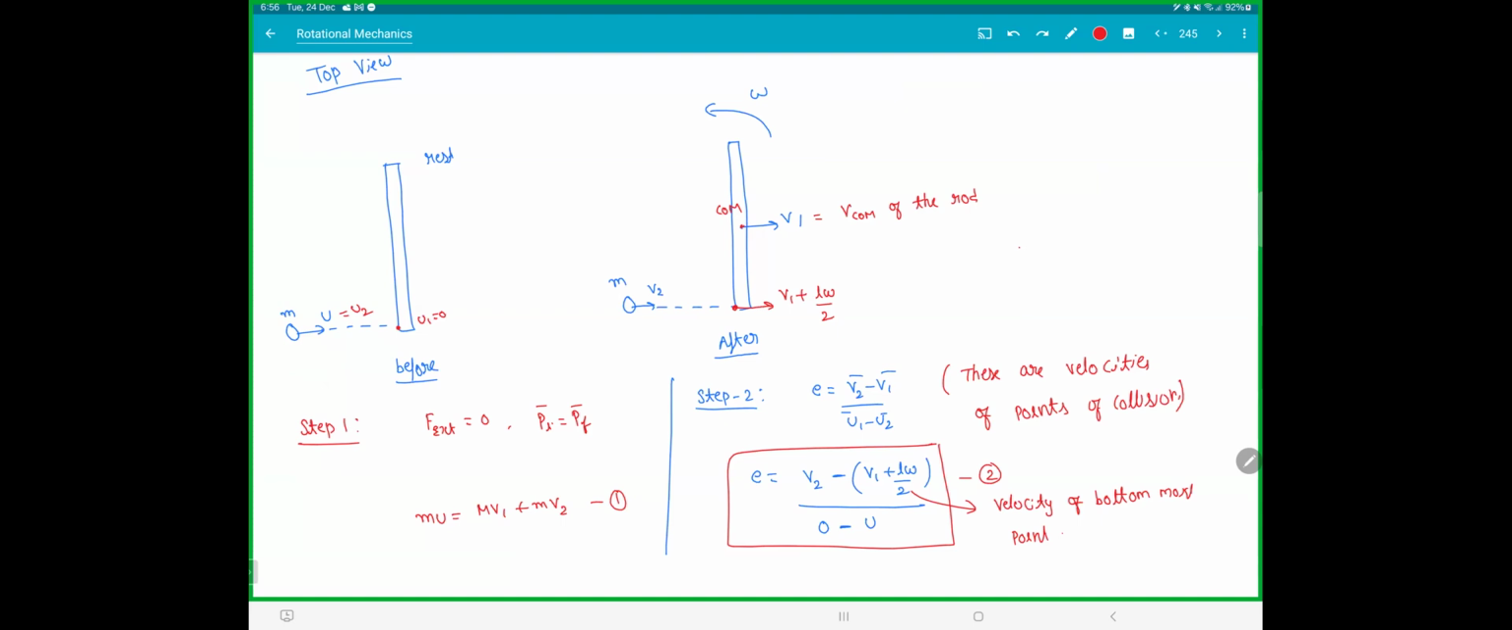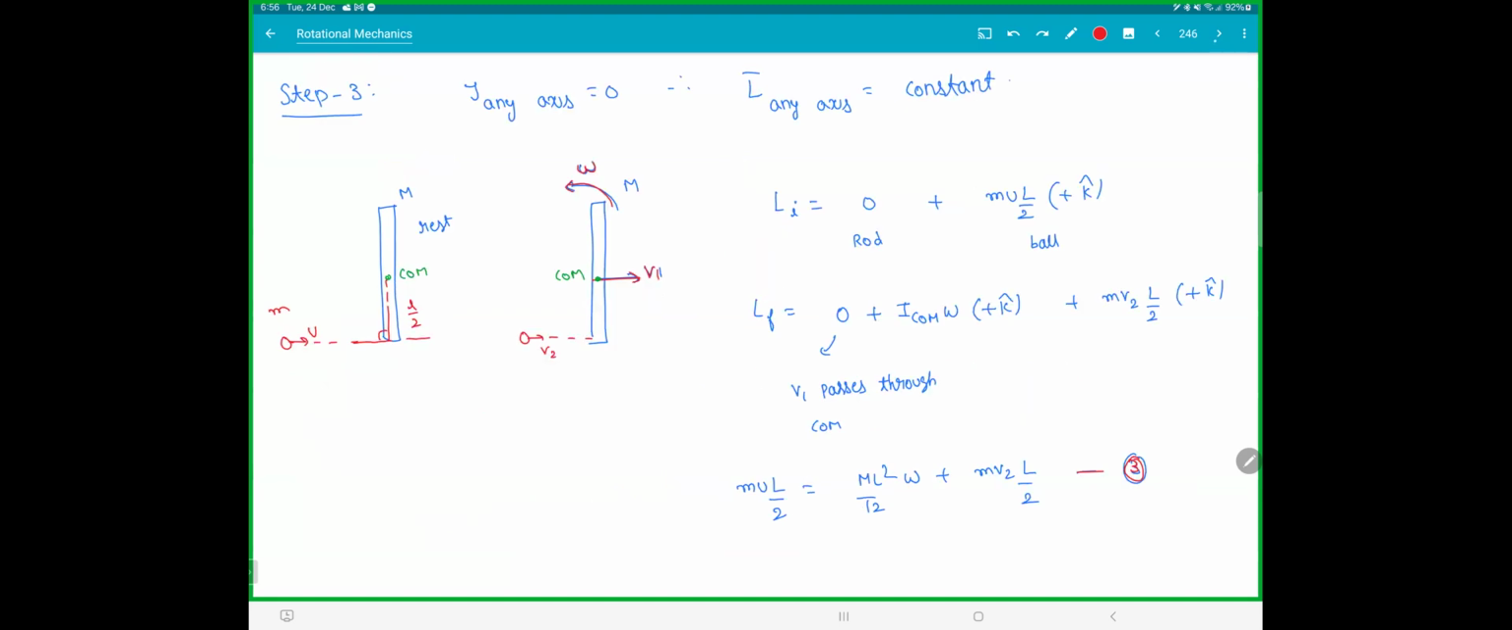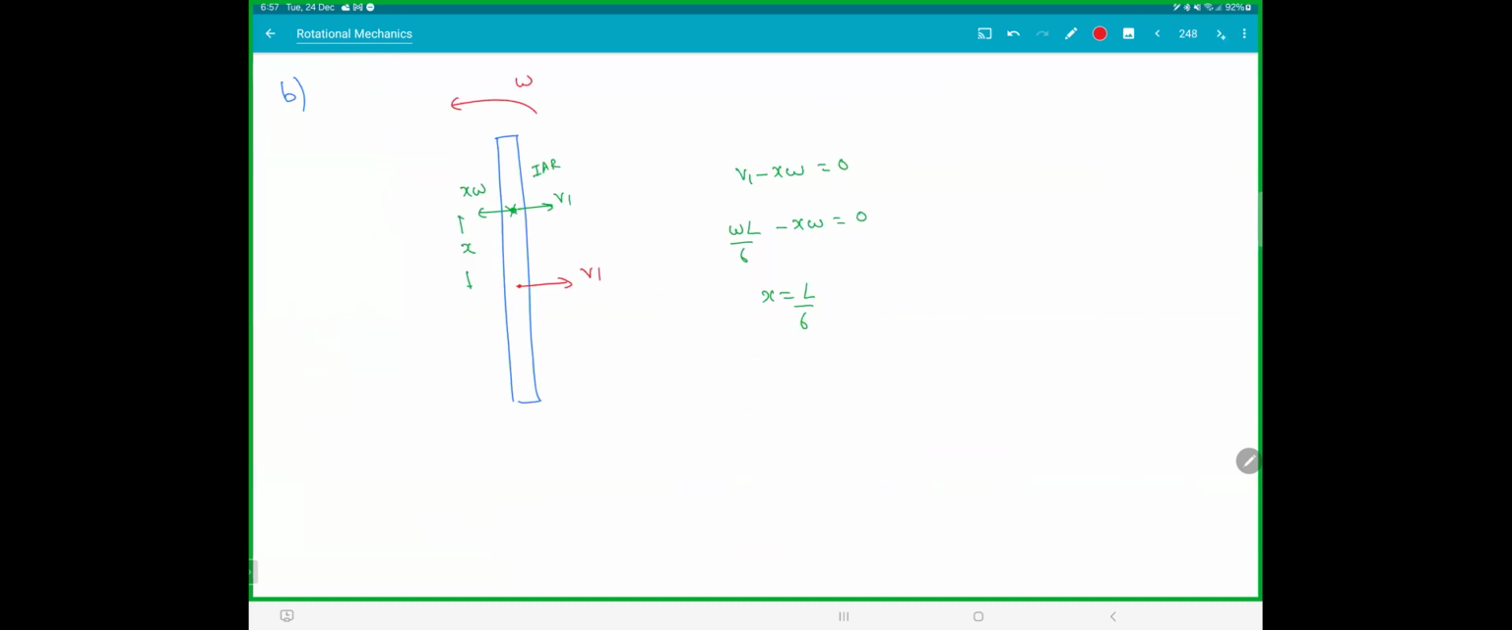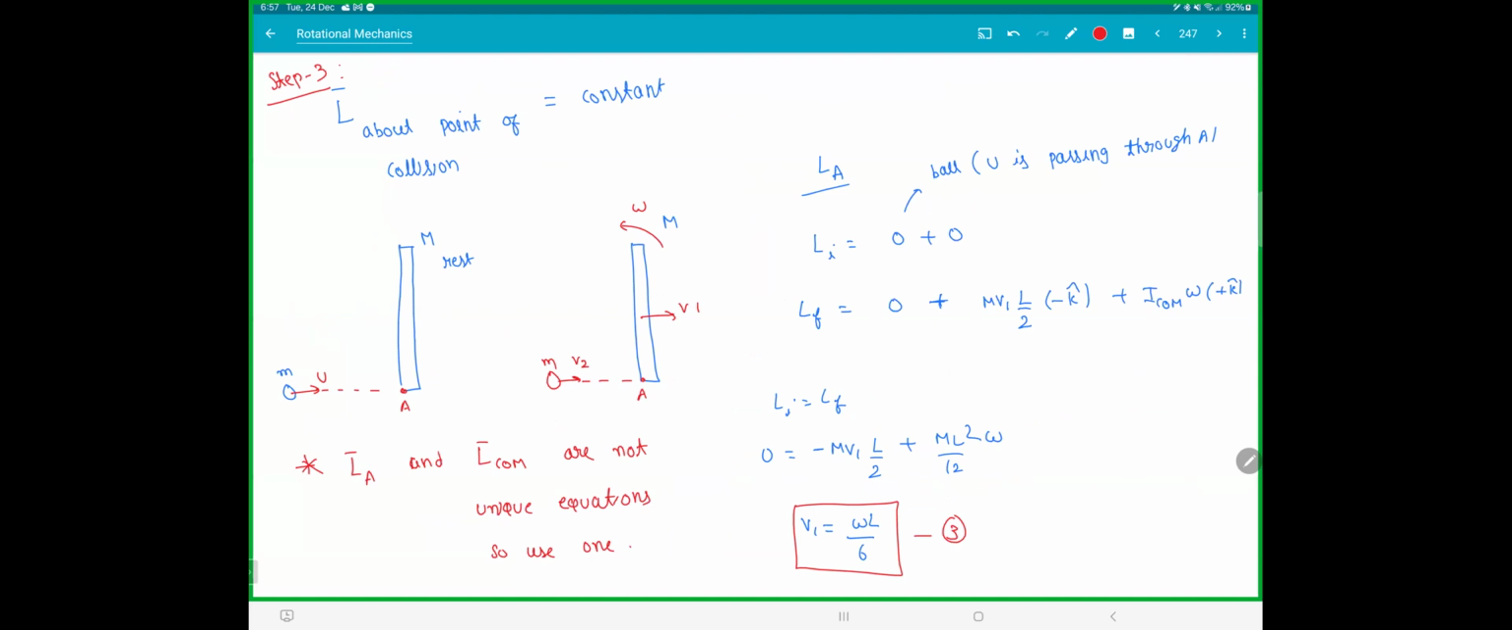So whenever you have collisions with rods, this is how you do it. Step 1, draw the final diagram. Step 2, linear momentum. Step 3, restitution. Restitution, be careful: velocities must be at the points of collision. Step 4, angular momentum conservation about any point. I prefer center of mass or point of collision. You can actually take any point. It works. And after collision, these are the velocities. If you want the point to have zero velocity, then V1 minus x omega must be zero. Any doubts on the equations, please ask.